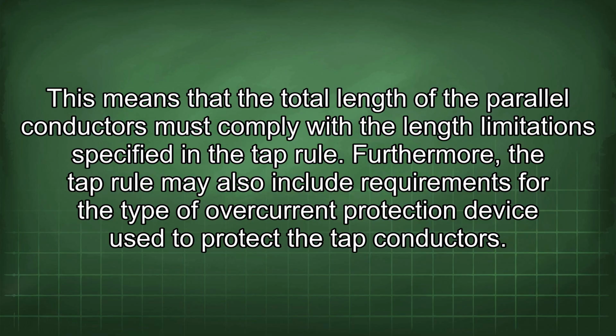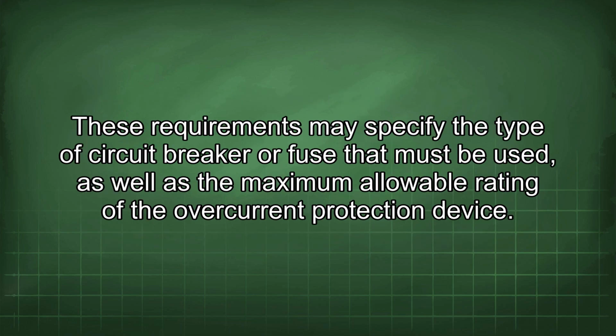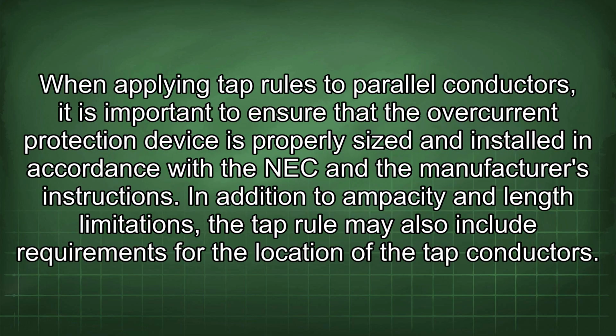Furthermore, the tap rule may also include requirements for the type of overcurrent protection device used to protect the tap conductors. These requirements may specify the type of circuit breaker or fuse that must be used, as well as the maximum allowable rating of the overcurrent protection device. When applying tap rules to parallel conductors, it is important to ensure that the overcurrent protection device is properly sized and installed in accordance with the NEC and the manufacturer's instructions.